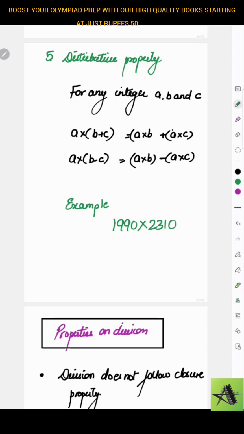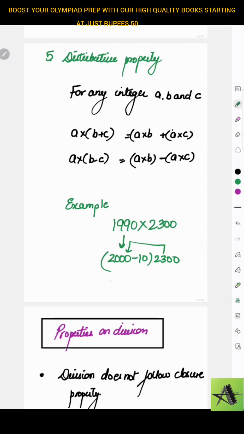So what we can do is use the distributive property. Or if it's like multiplied by 2300, we can divide it. Say, for example, 1990 can be written as 2000 minus 10, and outside is 2300. Now it would be much easier. Clearly, rather than multiplying this directly, I have separated it like this and I can use the distributive property.